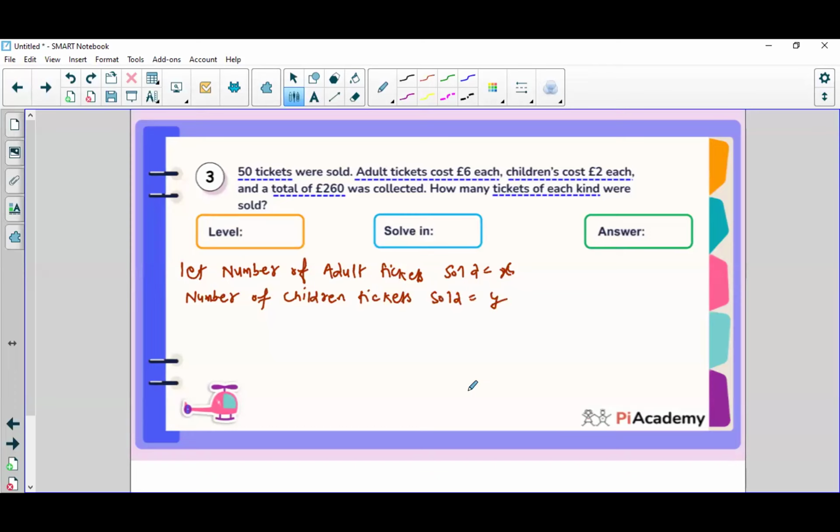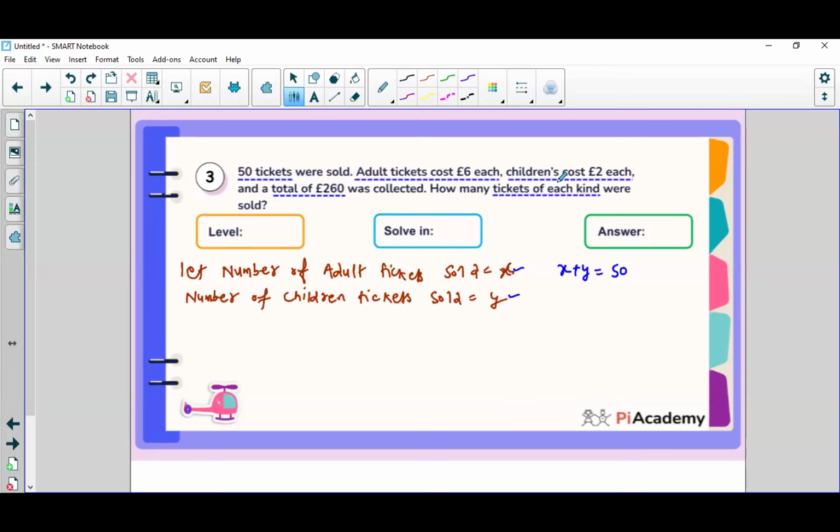Now, see here. I am saying the number of adult tickets sold is X tickets, and the number of children's tickets sold is Y tickets. And the total is 50. So we got one equation from here, which is X plus Y equals 50. Correct, guys? Because the total number of tickets is 50, and these are X, these are Y.